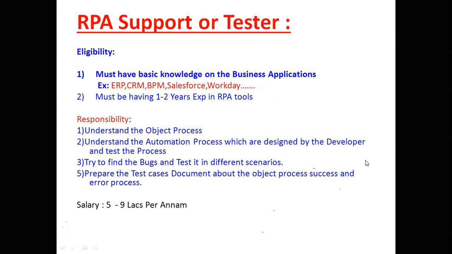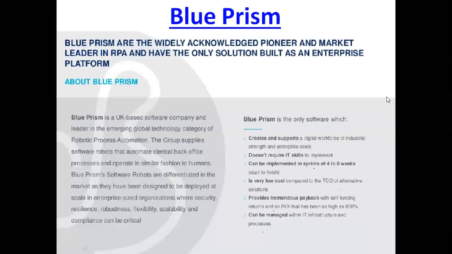Fine. So that's about RPA support or tester developer. Now we are in the correct place. Blue Prism is the tool which is used to automate business applications. Blue Prism is basically a UK-based software company, and it is a leader in the emerging global technology category of RPA. The group supplies software robots that automate clerical back office processes, operating in a similar fashion to humans.